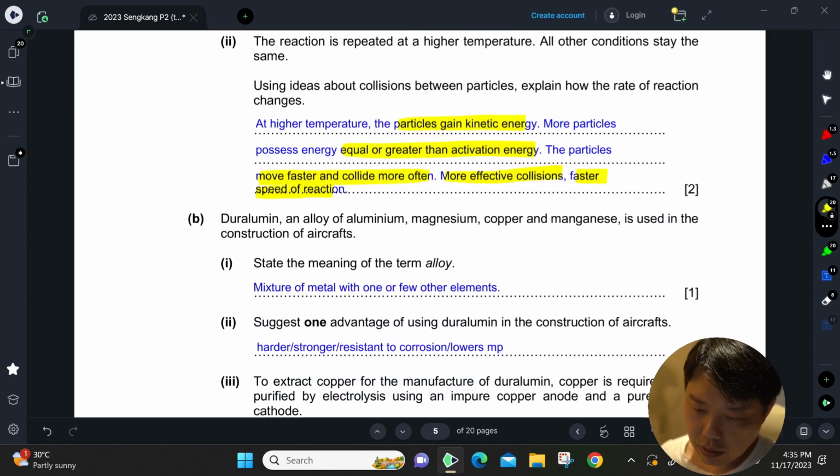What's the meaning of the term alloy? Alloy means a mixture of different metals with one or other elements. One very common example, other than the one already given, is iron with carbon. That is actually your steel.